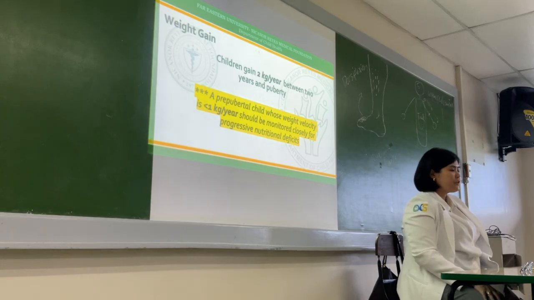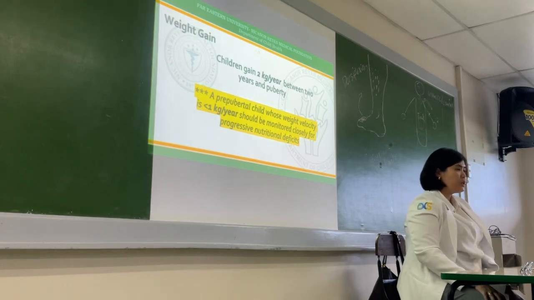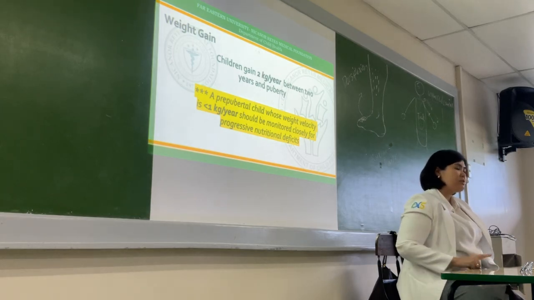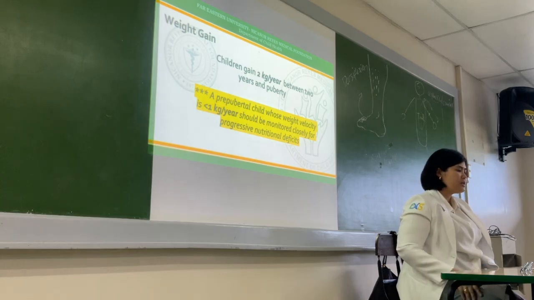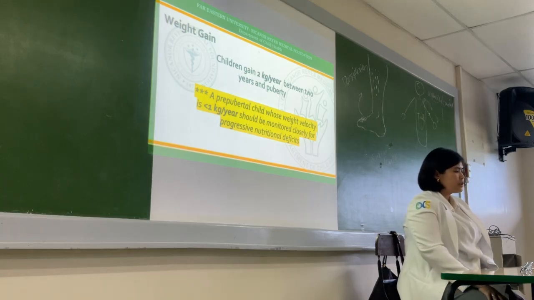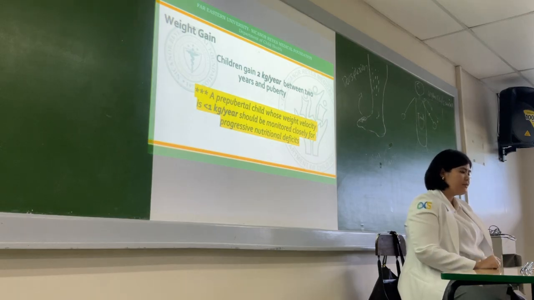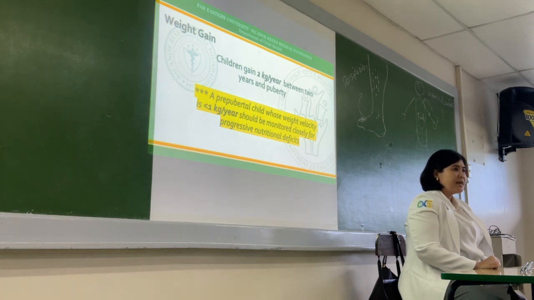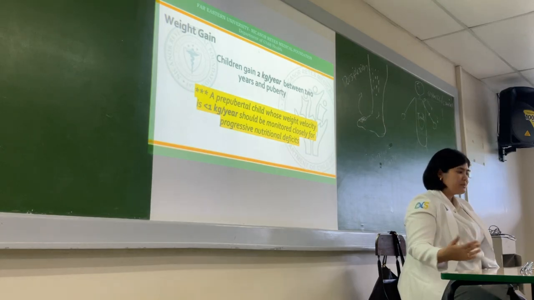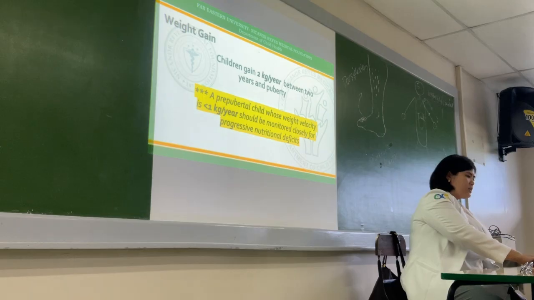So it is expected for children to gain 2 kilos per year between 2 years and puberty. So this is different, toddler years already, we're no longer in infancy. So a pre-pubertal child whose weight velocity is less than 1 kilo per year should be monitored closely for progressive nutritional deficits so that you can provide the necessary supplements like their vitamins, or you need to modify their diets so that we are preventing other problems or complications later on.